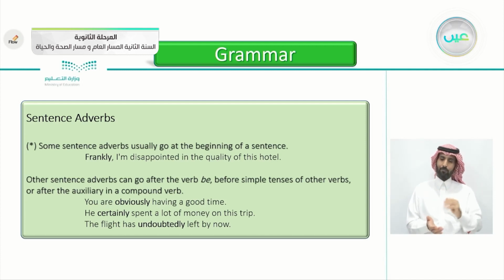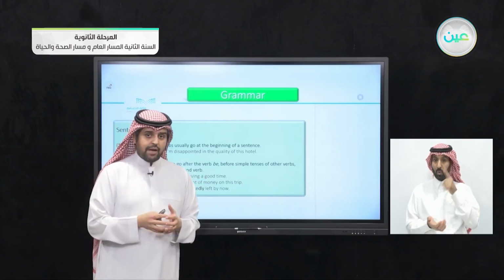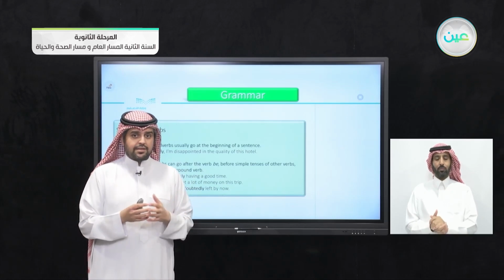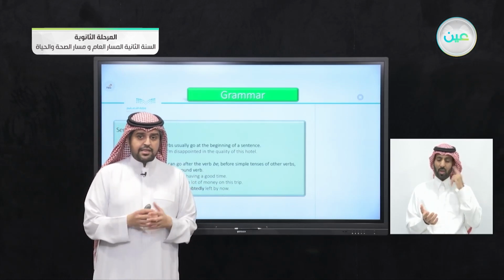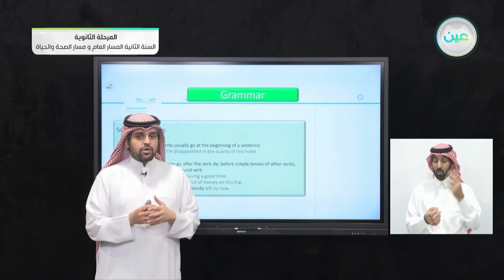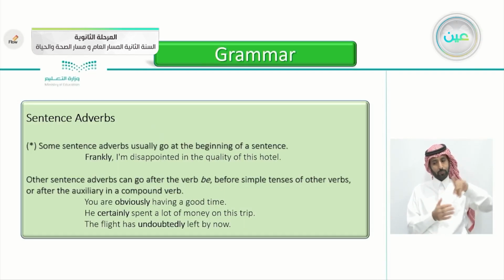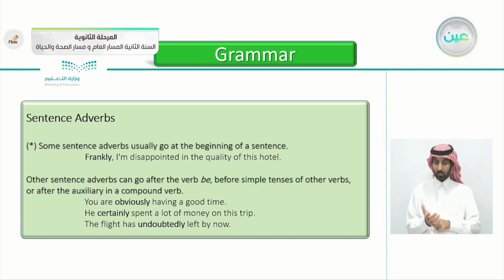Undoubtedly, it means without a doubt. Without a doubt is something that you are sure about. For example, this flight here, it was scheduled to leave at 3 p.m. and now it's 3:30. So now you are very sure that it has left. So that's why we say here, the flight has undoubtedly, without a doubt. I don't have any doubts that by now the flight has left.